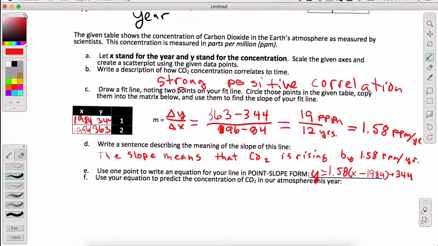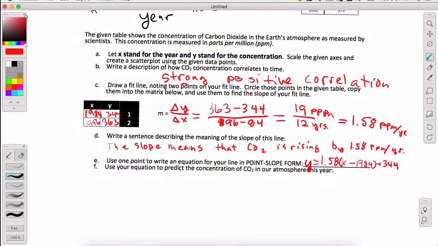Everything else is pretty easy. All we have to do now is keep using this equation to make other predictions. So part F says, okay, now let's use our equation to predict the concentration of carbon dioxide in the year 2017.